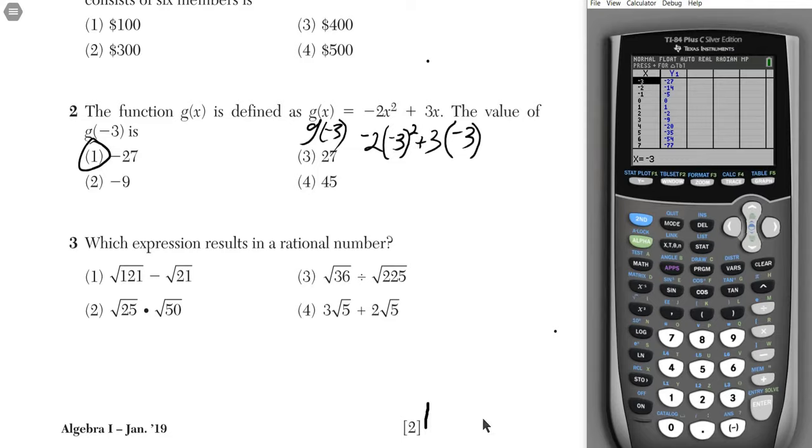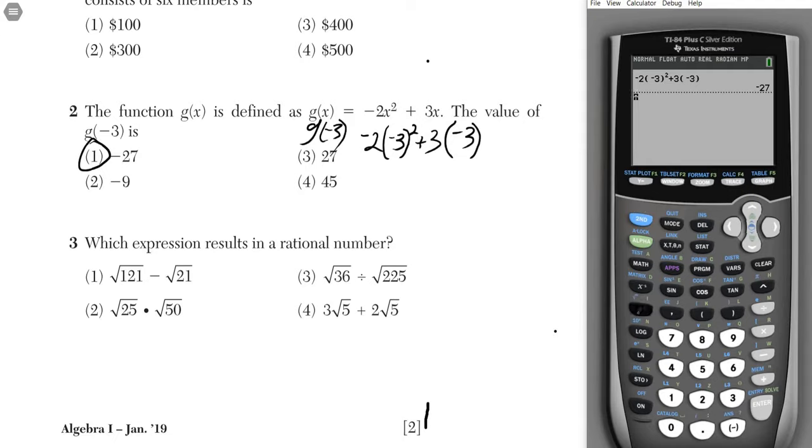Next problem. Which expression results in a rational number? So a rational number is a number that can be expressed as a decimal or a fraction. The way you can tell if it's a rational number is if it does not have a very long continuous decimal. So this is really simple. All we have to do is just plug in each choice here. So let's try the first one.